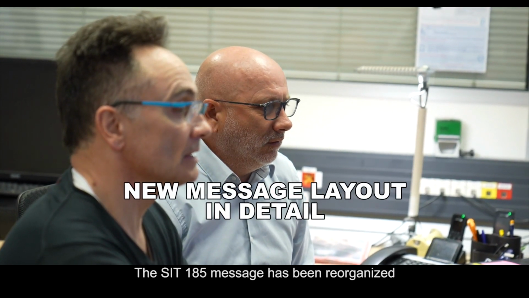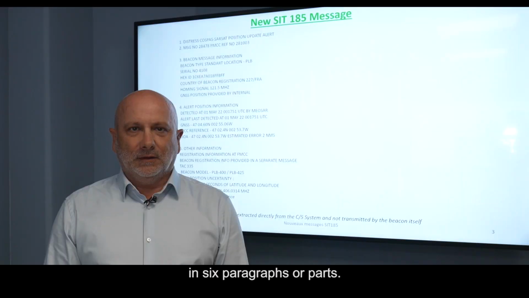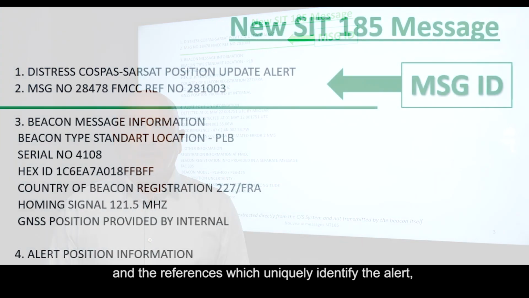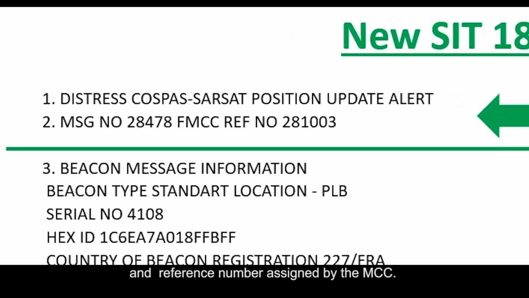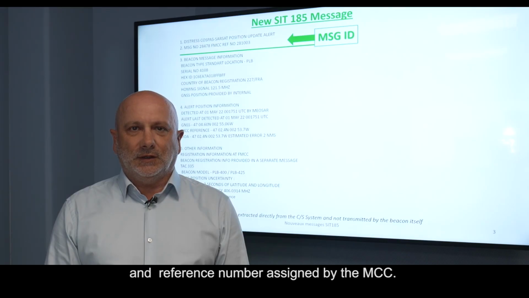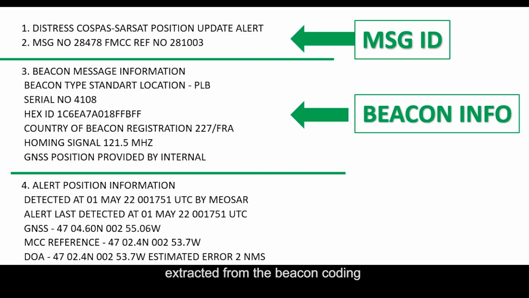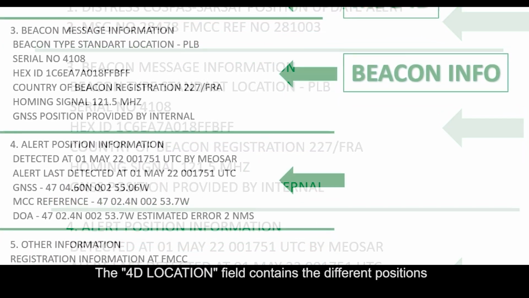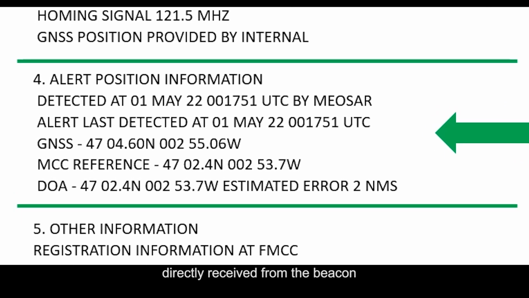The C-185 message has been reorganized in 6 paragraphs or parts. The message ID field contains the type of the alert and the references which uniquely identify the alert, that is to say, the message number and reference number assigned by the MCC. The beacon info field contains static information extracted from the beacon coding as transmitted by the beacon. The 4D location field contains the different positions directly received from the beacon or calculated by the COSPAS-SARSAT system.